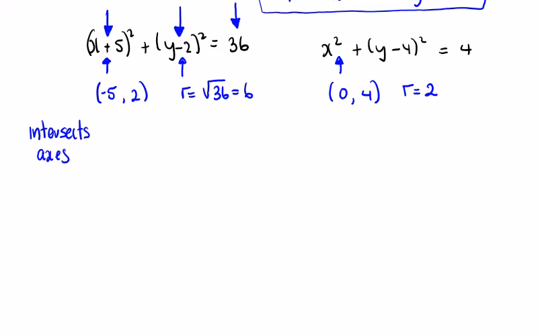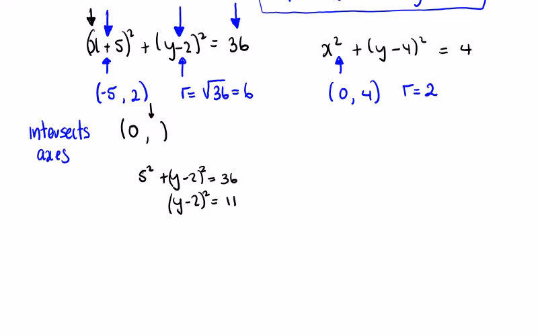So let's have a look at where these circles do or don't intersect the x and y axis. So what can we say about intersection of axes? Well, when x is equal to 0, we'll be able to get a y value for where it intersects the y-axis. So let's let this x equal 0 up here. So we're just going to end up with 5² + (y − 2)² = 36. So (y − 2)² will be equal to 36 − 25, which is 11.